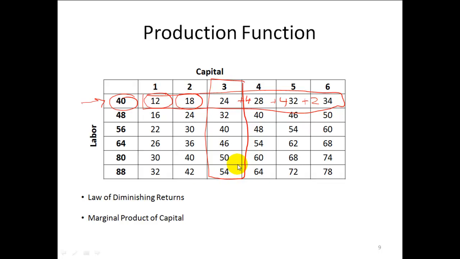Just to complete the discussion on this slide, the marginal product of capital. You've already understood the marginal product of labor, which was the output produced by one more unit of labor. So the analogous concept here is that the marginal product of capital is simply the additional output by using one more unit of capital.